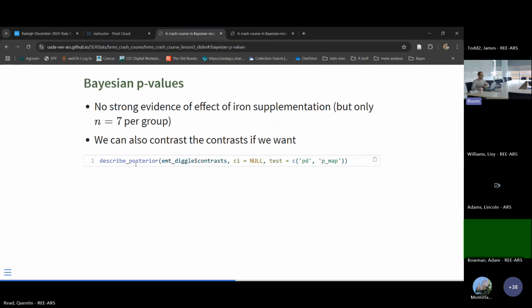And we can also get our Bayesian p-value analogs by calling describe posterior on those contrasts. I put CI equals null to not print the credible intervals, but you could put one if you wanted to. I'm just going to do the two different p-value analogs, the probability of direction and the p-map value.